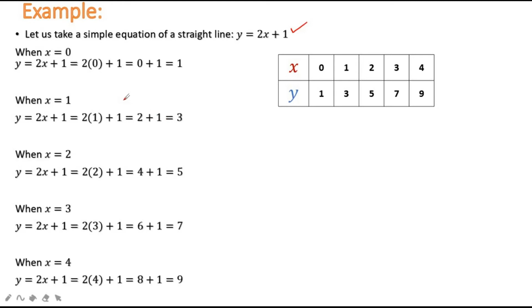Now let us take a simple equation of a straight line, y equals 2x plus 1. So I'm solving for different values of x. We have taken 5 values of x: x equals 0, x equals 1, x equals 2, x equals 3, and x equals 4. On solving, we find that when x is 0, y is 1. When x equals 1, y is 3. When x equals 2, y is 5. When x is 3, y is 7. And when x equals 4, y is 9.